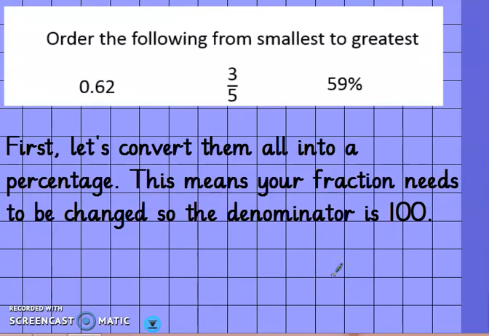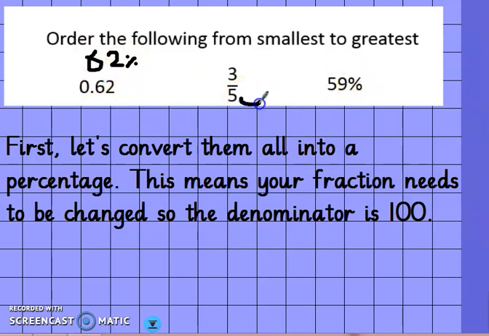Next task, so it's the same, similar type of question. It says order the following from smallest to greatest. Already, there's one that we can change that's really easy. 0.62 is the same as 62%, so that's a really quick one. Now we can see that that is obviously greater than that.